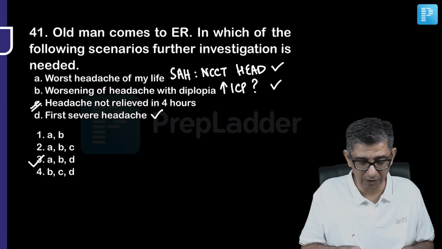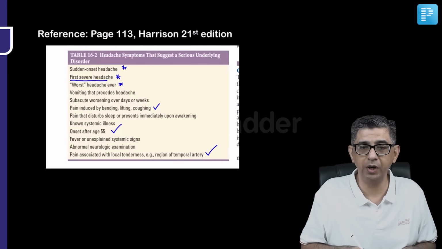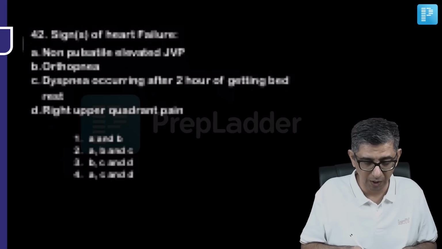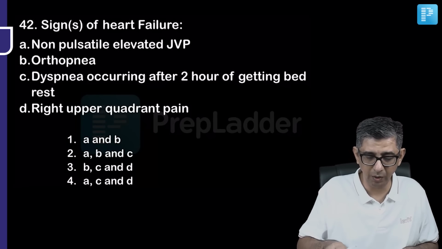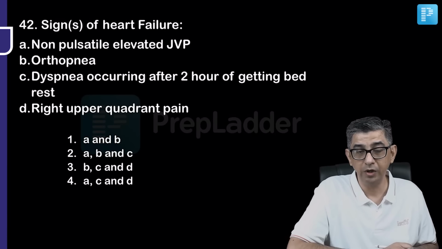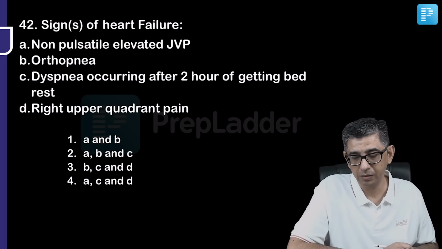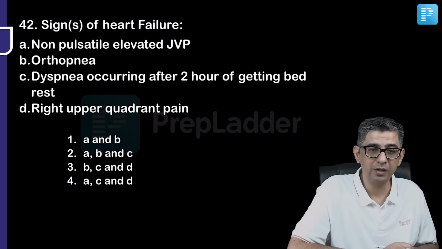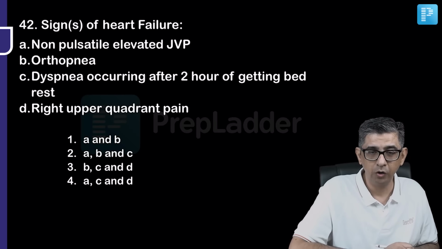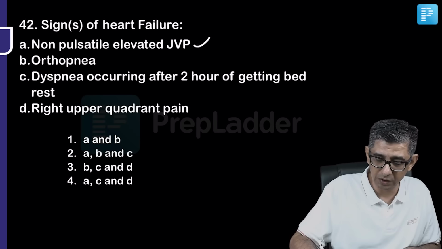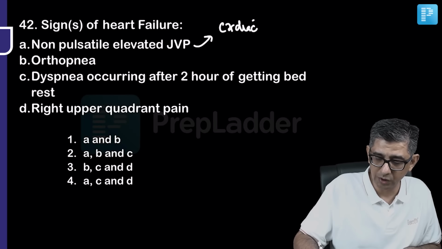There would obviously be some questions which would be direct lines picked up from the textbook, and therefore the chances of getting them wrong would be relatively higher. The next one, however, was the balancing act done by the authorities, where they asked about signs of heart failure. Non-pulsatile elevated JVP is a classical feature that you encounter in cardiac tamponade. You see, the pressure is so high that the JVP pulsations disappear.